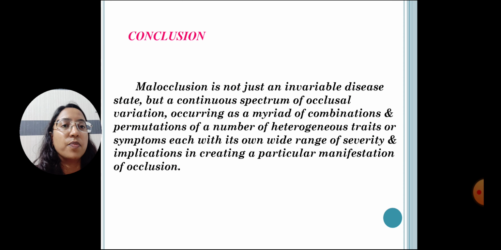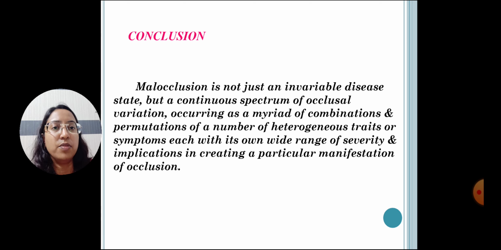So to conclude, malocclusion is not just an invariable disease state but a continuous spectrum of occlusal variation occurring as a myriad of combinations and permutations of a number of heterogeneous traits or symptoms, each within its own wide range of severity and implications in creating a particular manifestation of occlusion.